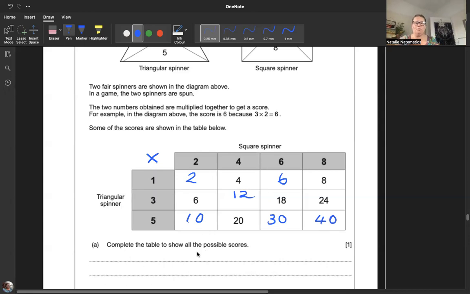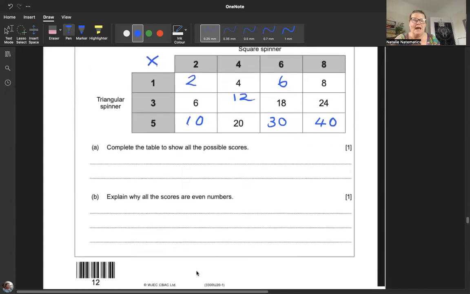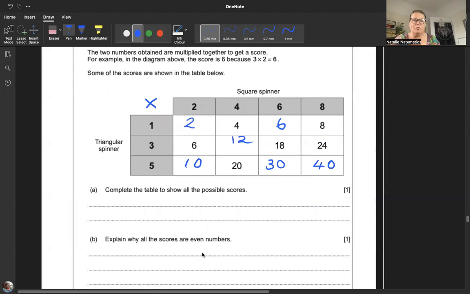So complete the table to show all the possible scores. There we go. And explain why all the scores are even numbers. Well, any number multiplied by an even number gives an even number.